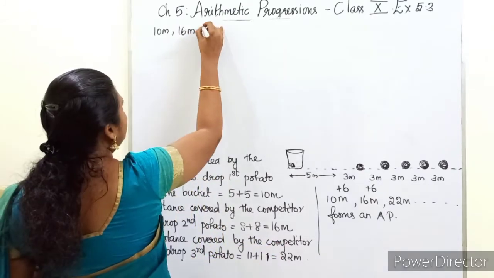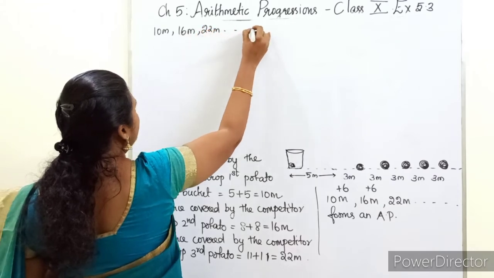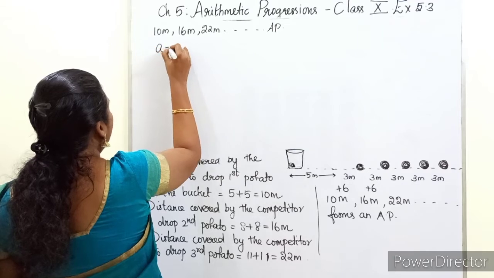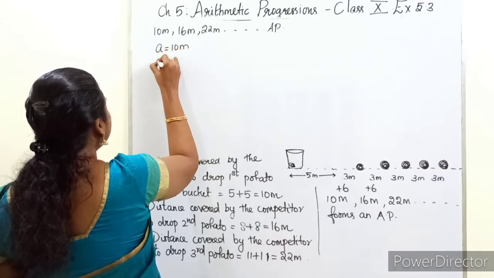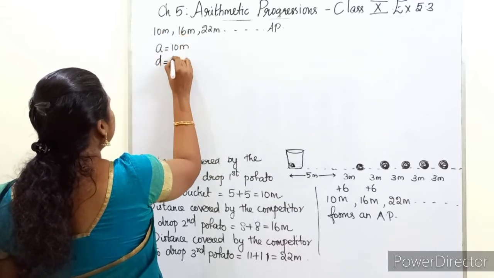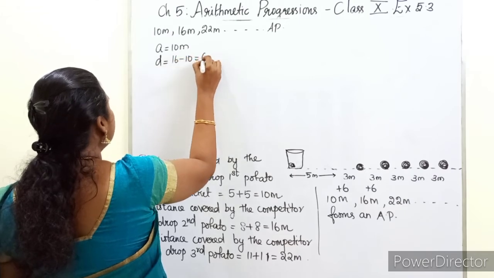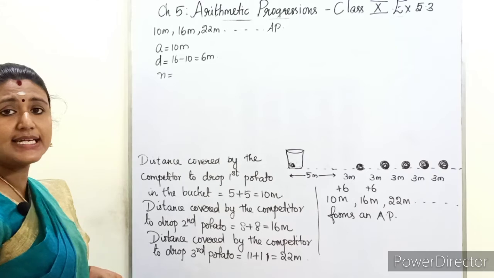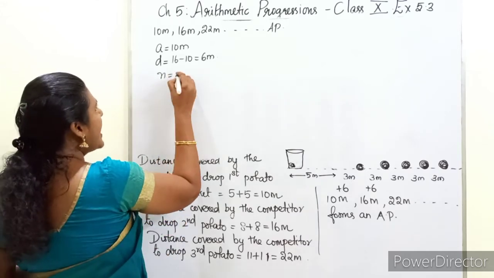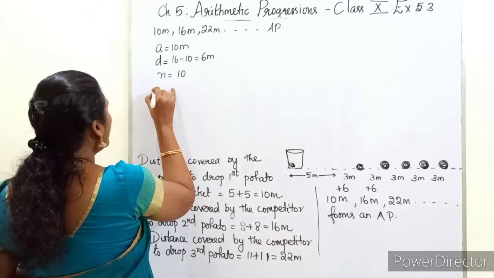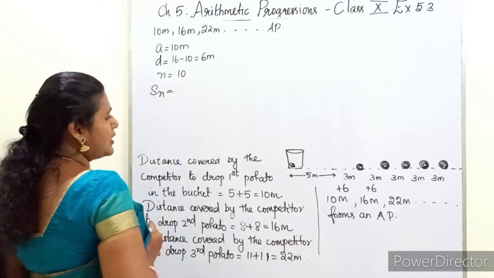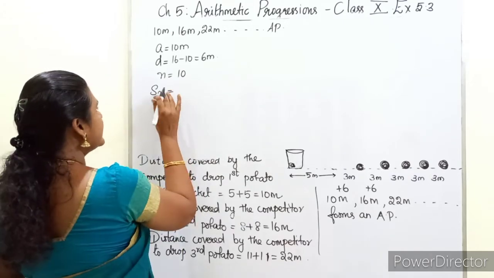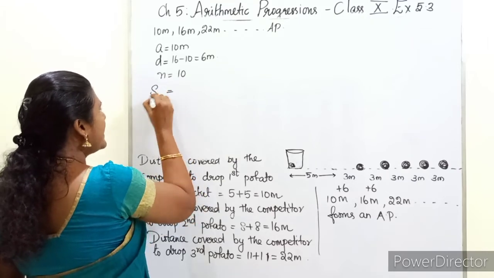10 meters, 16 meters, 22 meters, etc. This is an AP. So what is the value of a here? 10. What is d? 16 minus 10, which is equal to 6 meters. And n, what is n? How many potatoes are there? 10 potatoes. So the value of n is equal to 10. Now we have to find the Sn value. For finding the total distance we have to find S10.